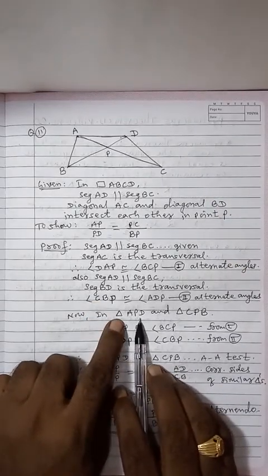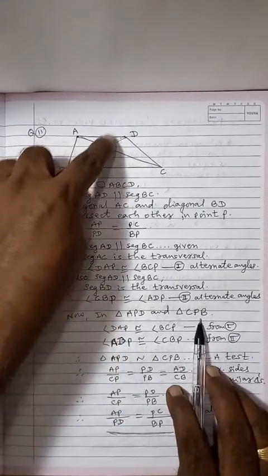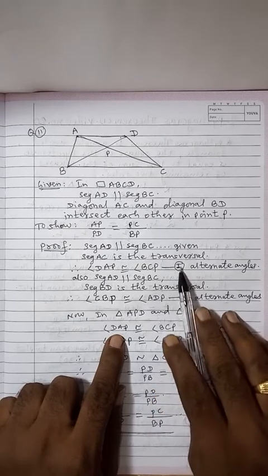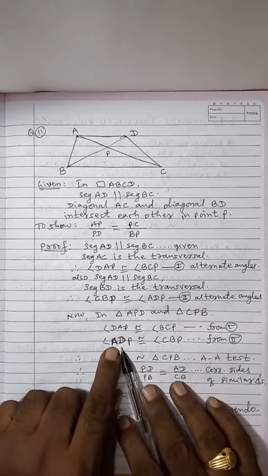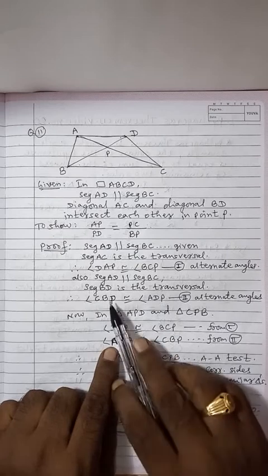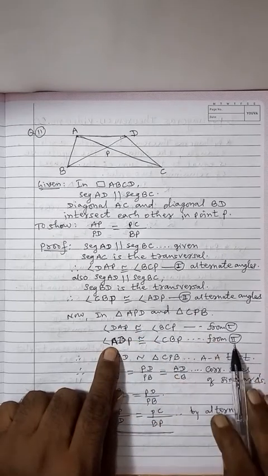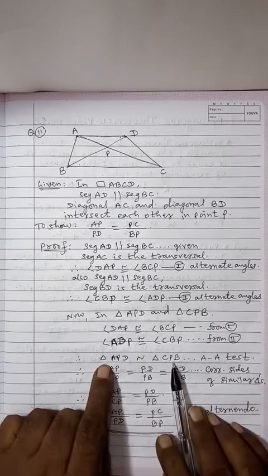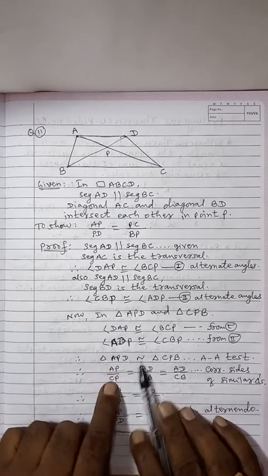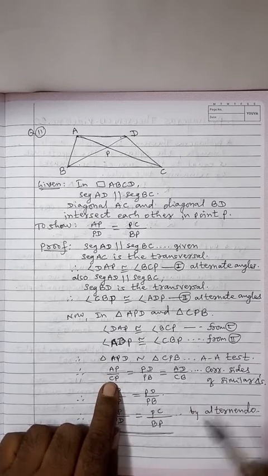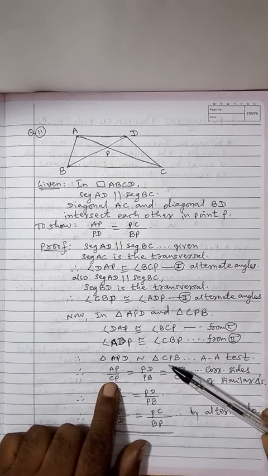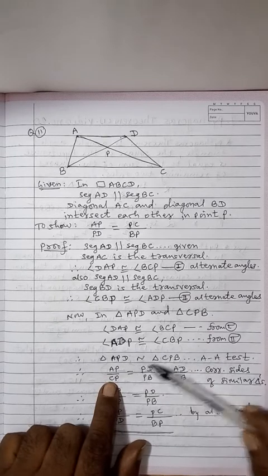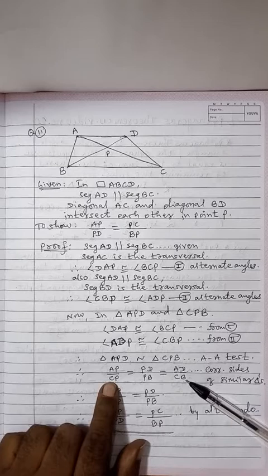So in triangles APD and CPB, angle DAP is congruent to angle BCP, result number 1. Angle ADP is congruent to CBP, from result number 2. So by angle test, these two triangles are similar. So corresponding sides are in proportion. So AP upon CP is equal to PD upon PB is equal to AD upon CB. We have this result.